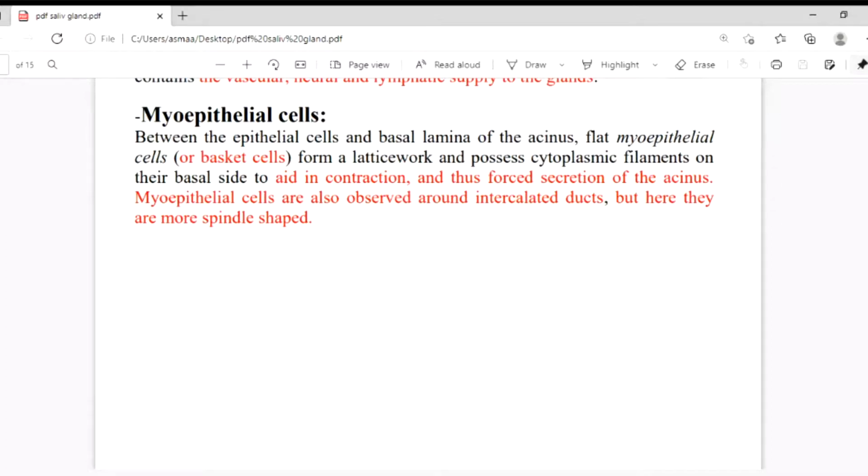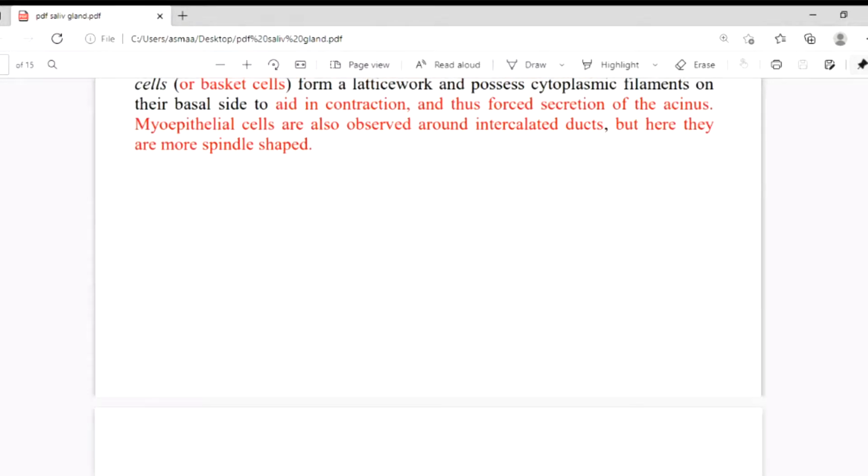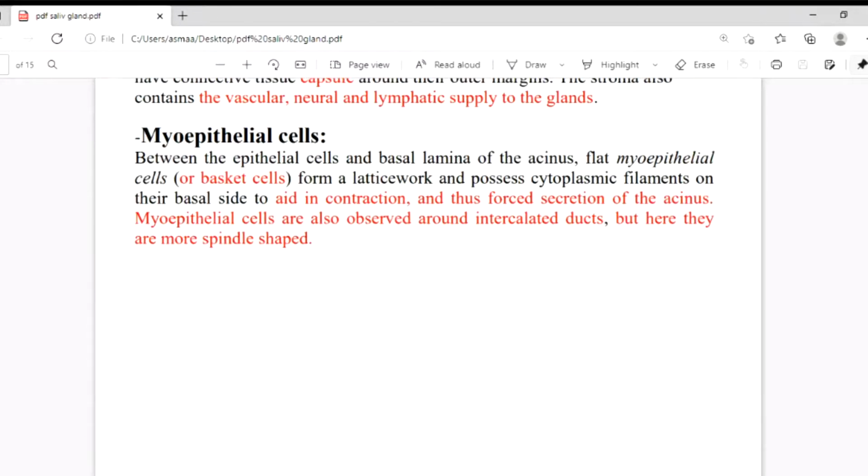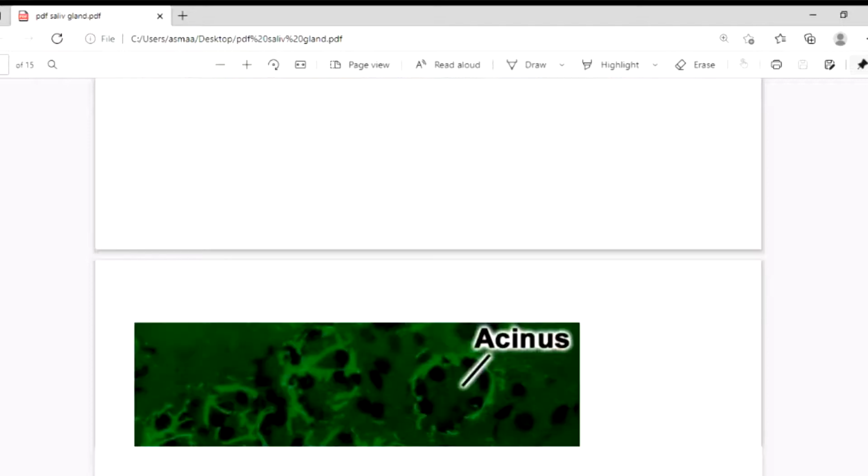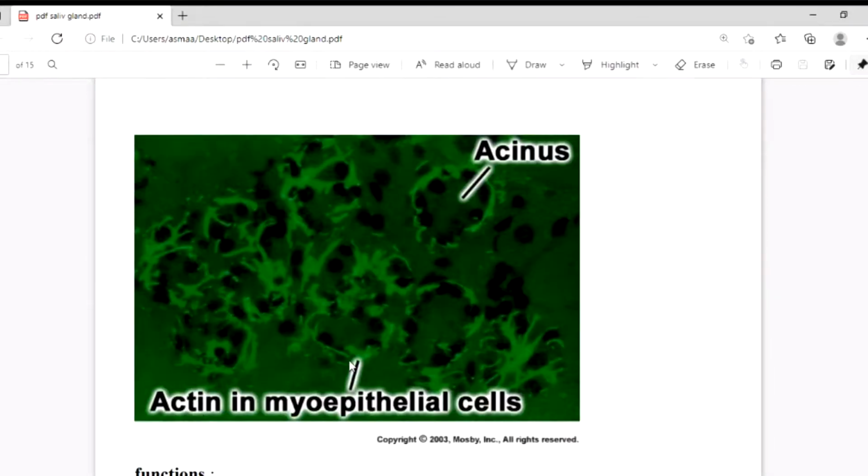Around the intercalated duct, but here they are more spindle shaped. These are myoepithelial cells. Their function is aiding in contraction of the acini so that they secrete the saliva. Here in this slide you can see the myoepithelial cells.